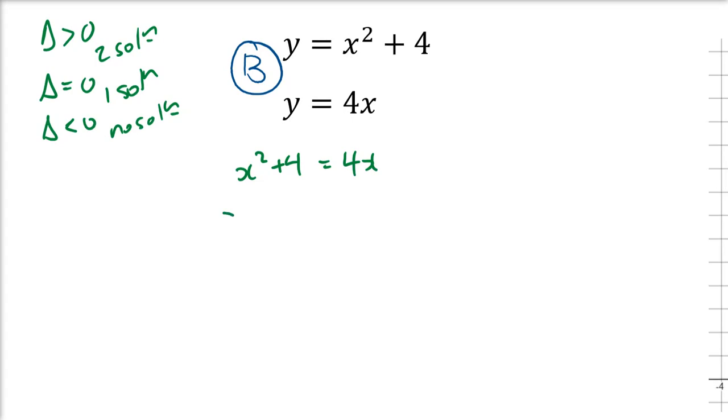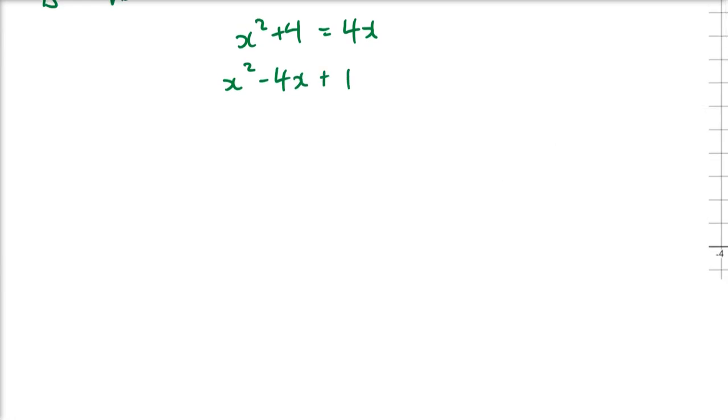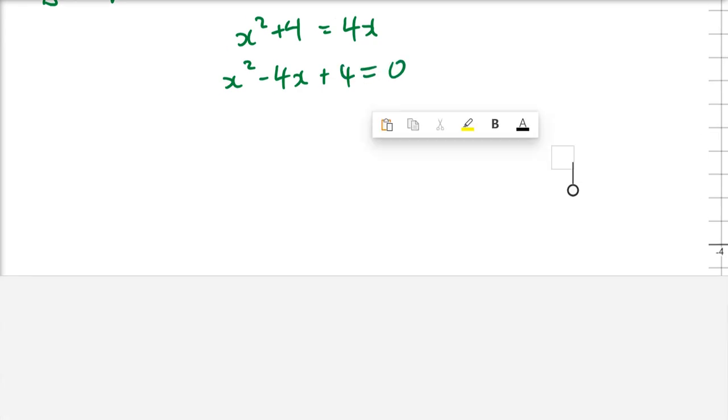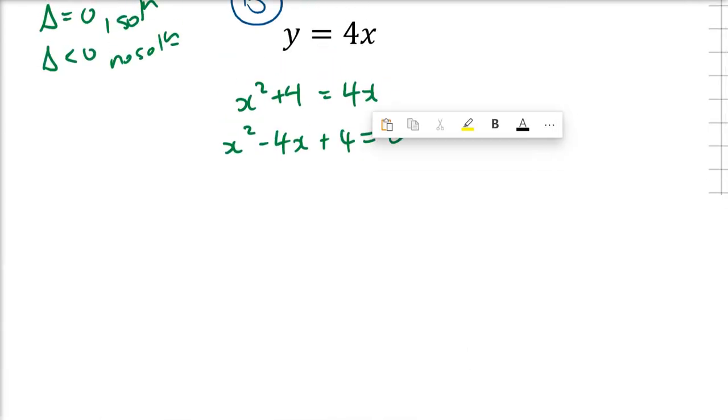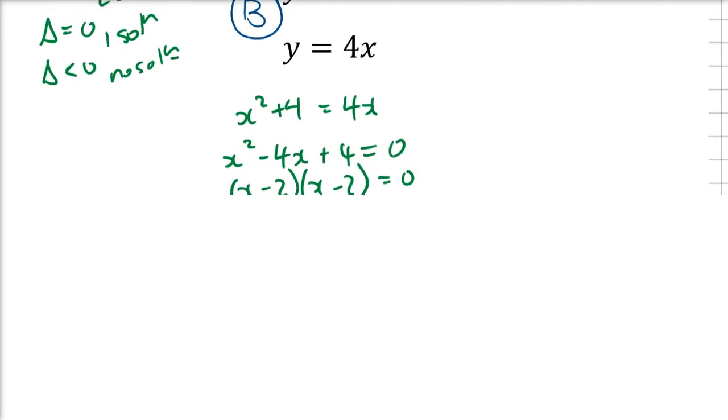So one equation equals the other. Set it up so that it is a quadratic equation where it equals 0. What we're trying to do is look for 2 numbers that can factorize to multiply to 4 and add to -4. So that's going to be x minus 2 and x minus 2. So that gives me a solution.